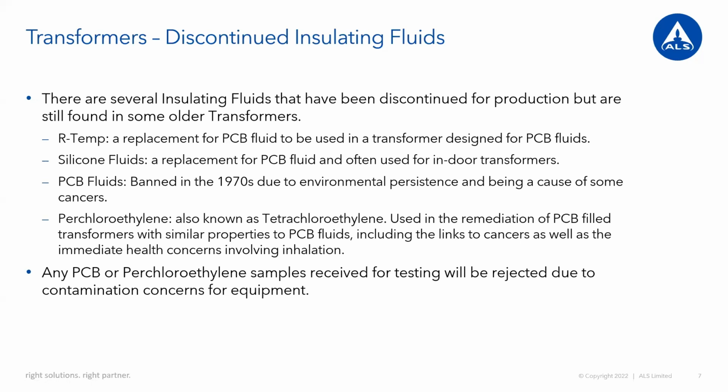So what they would do is drain out the PCB fluid, add in the perchloroethylene and let that circulate. Just run the transformer for another year, go in, take that perchloroethylene out, put new perchloroethylene in, and that would drop the PCB levels. Now, any PCB or perchloroethylene samples received for testing will be rejected due to contamination concerns for equipment. There is no way of testing it. And you can definitely tell because PCB and perchloroethylene is twice as heavy as mineral oil.